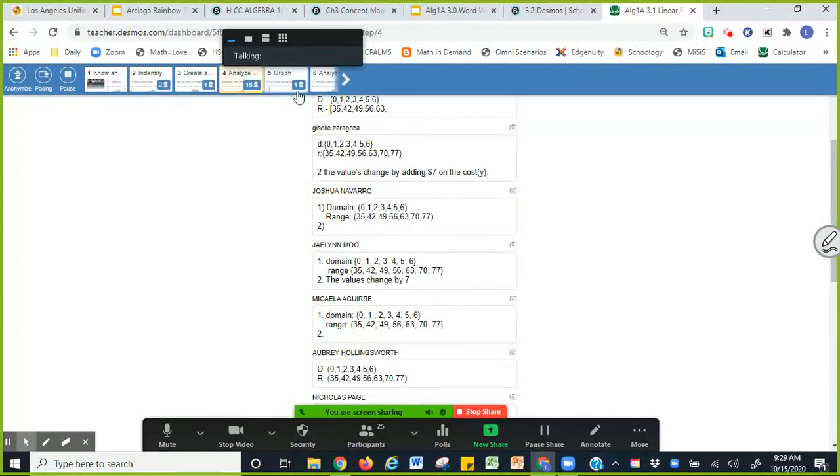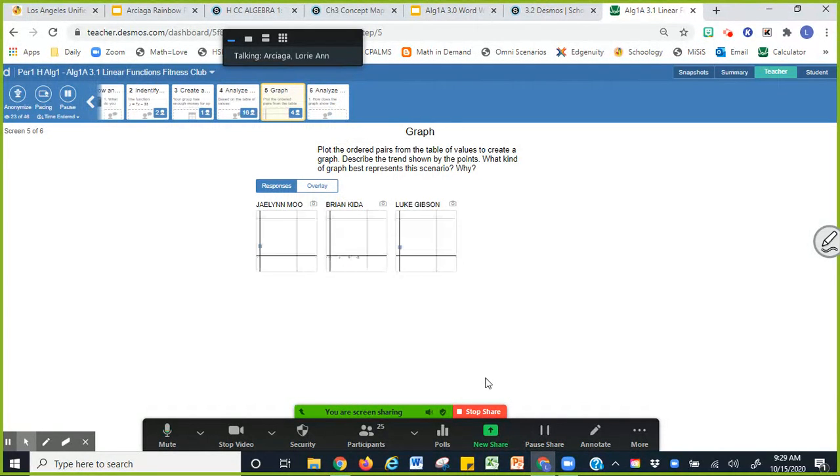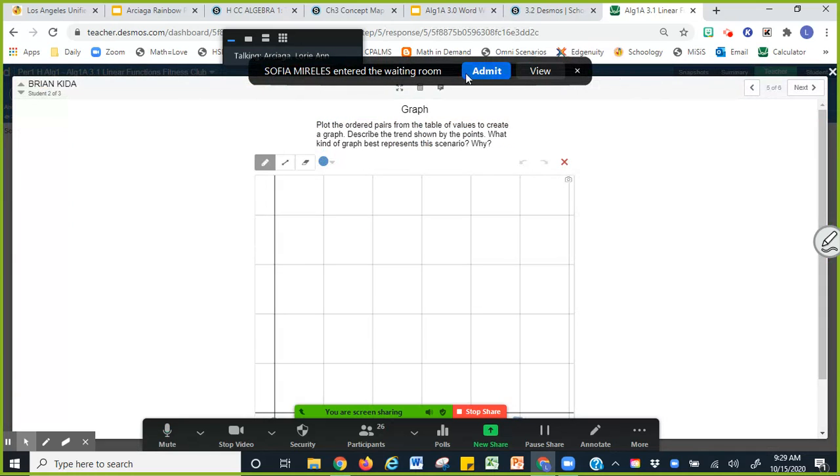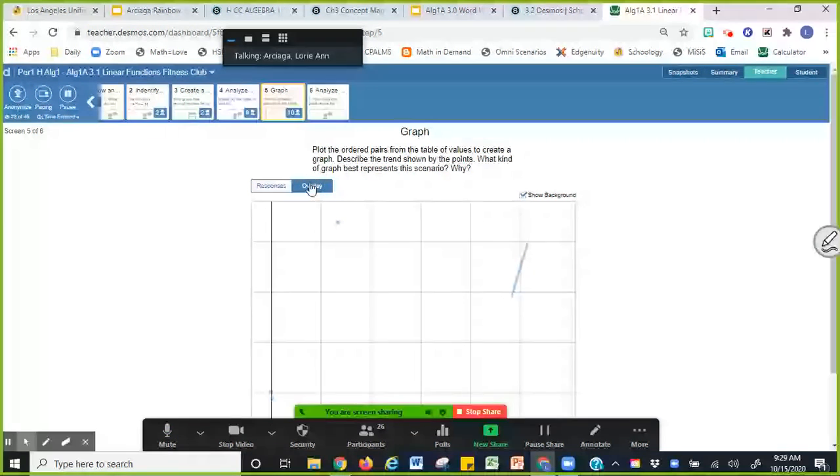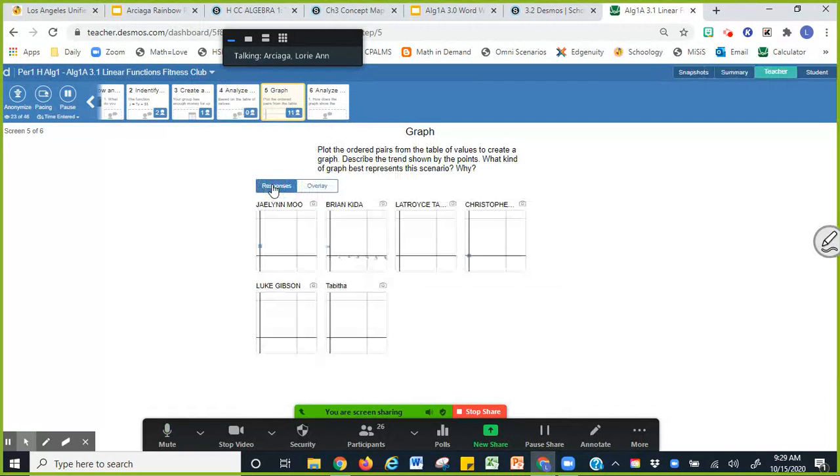Okay. Next, slide 5. Plot the ordered pairs from the table of values. It doesn't have to be a perfect graph. I tried to show enough spaces for you to plot maybe 6 pairs.